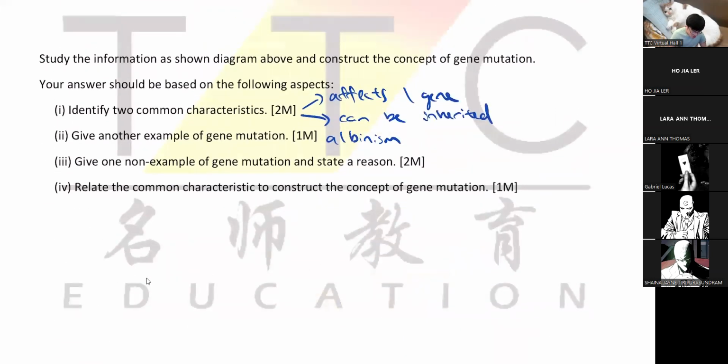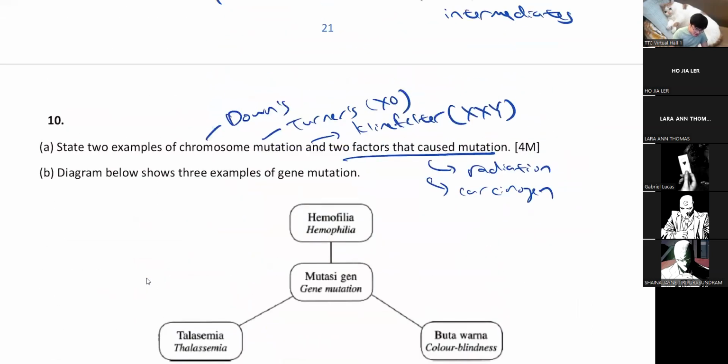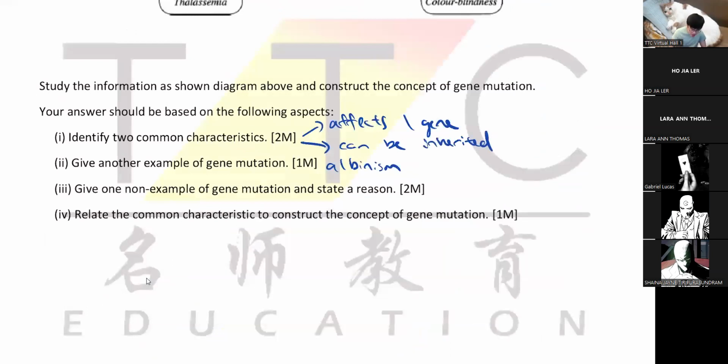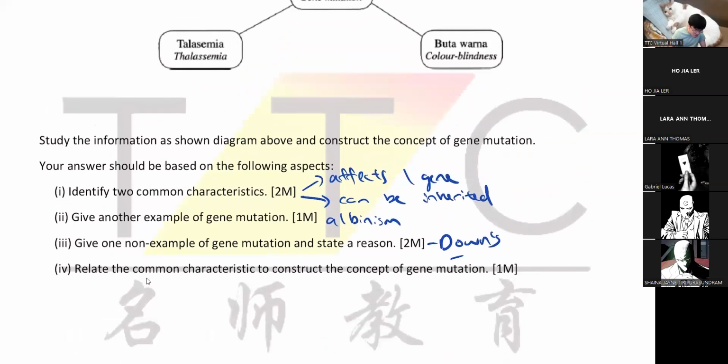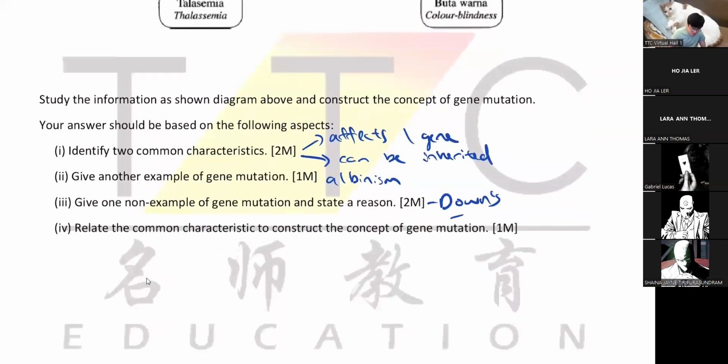All right. So anyway, give a non-example. Okay, there's your 3 there. Okay, what's another example that is not like this? That's your Down syndrome. Okay, Down syndrome. So state a reason. Why is Down syndrome not an example here? Okay, because Down syndrome, it affects 1 chromosome. Okay, it affects the whole chromosome, whereas just now it affects one gene.